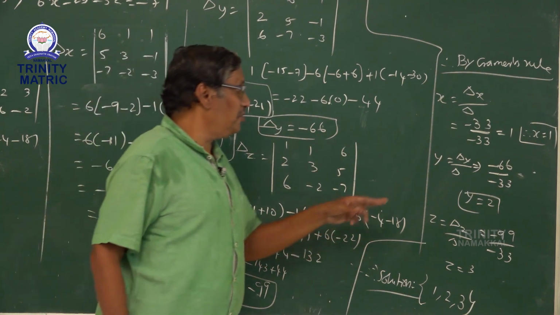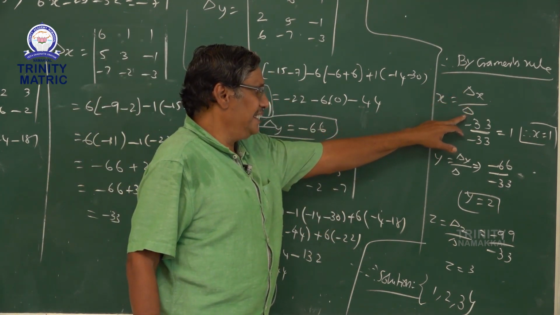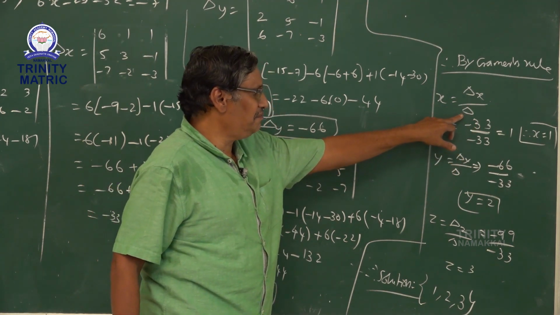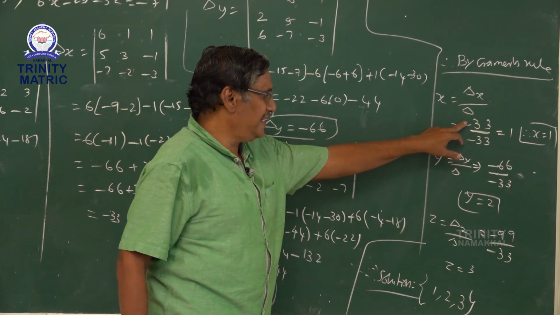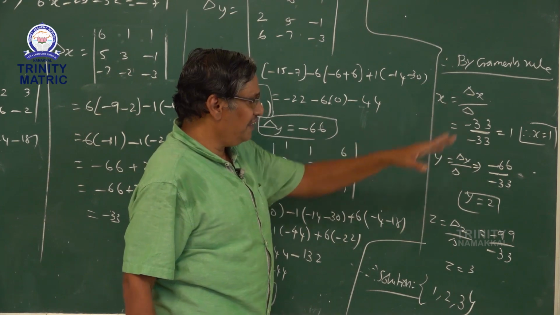We have to now apply the Cramer rules. How will we apply the Cramer rules? Del x by del. X value, find del x by del. Del x value is minus 33 by minus 33. Del value is minus 33. Both negative will be cancelled. A number divided by the same number will get 1. That is the value of x.